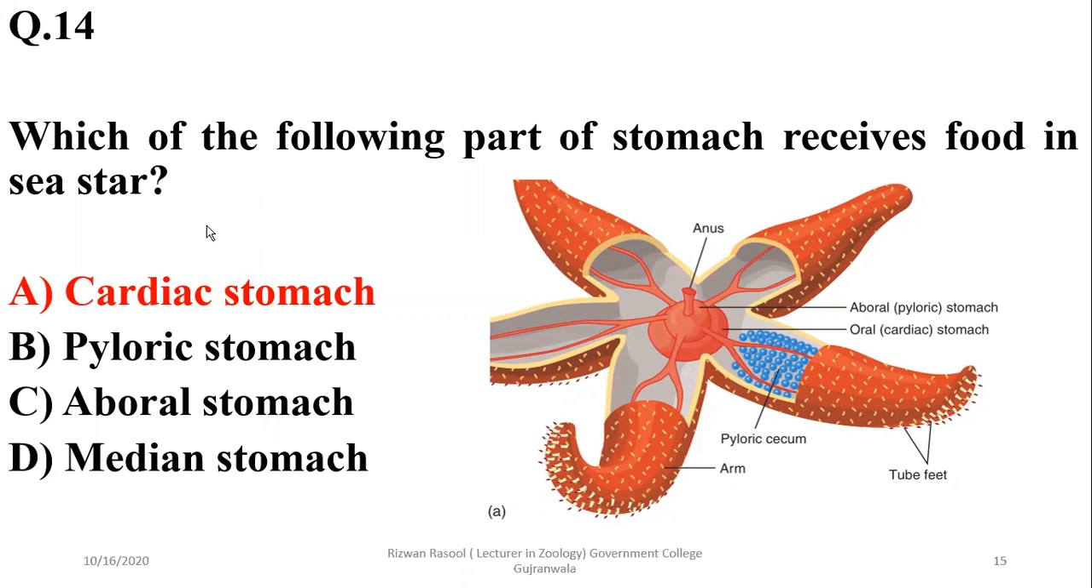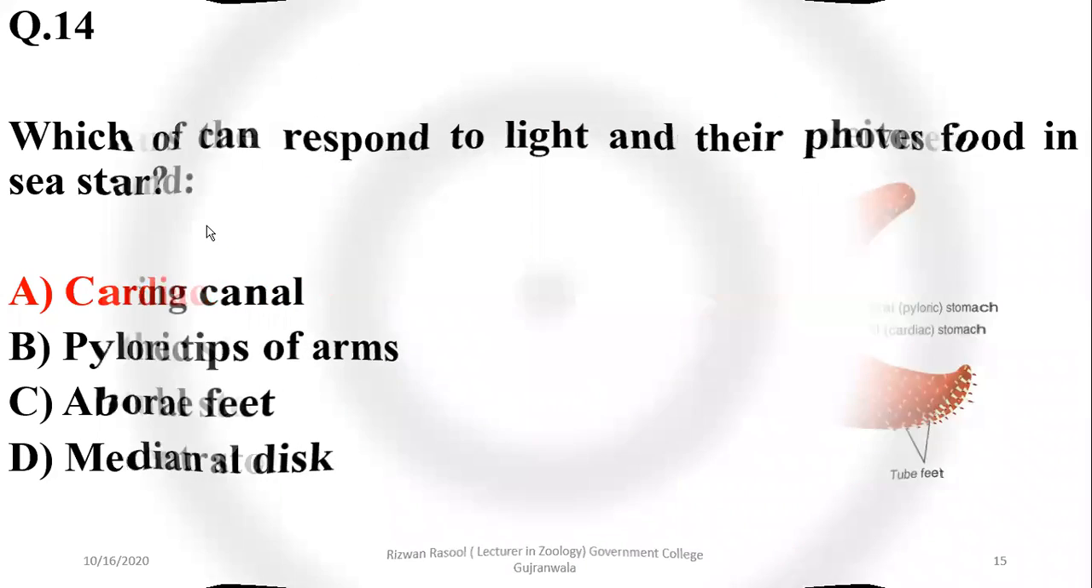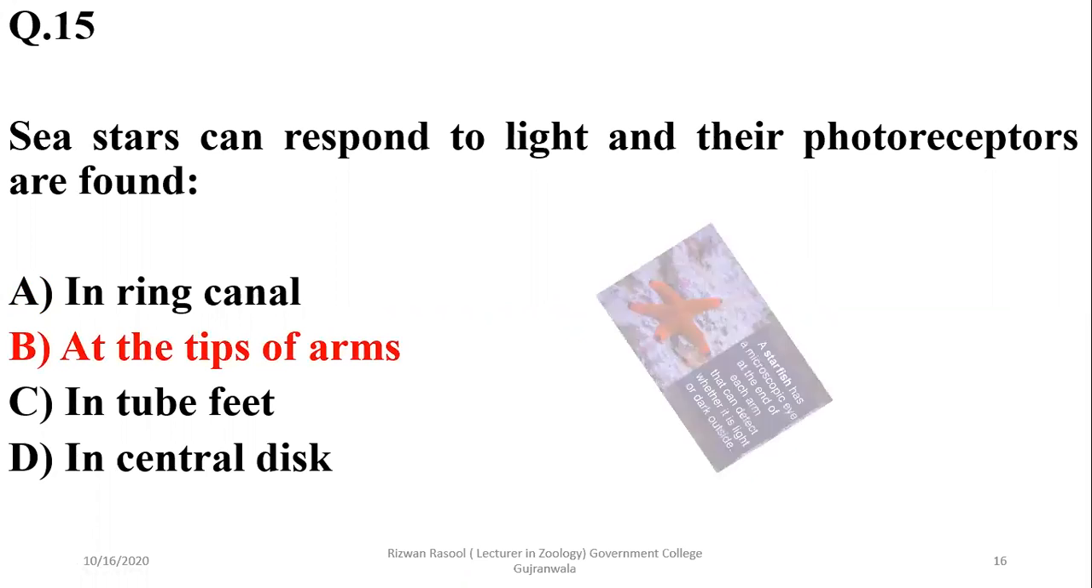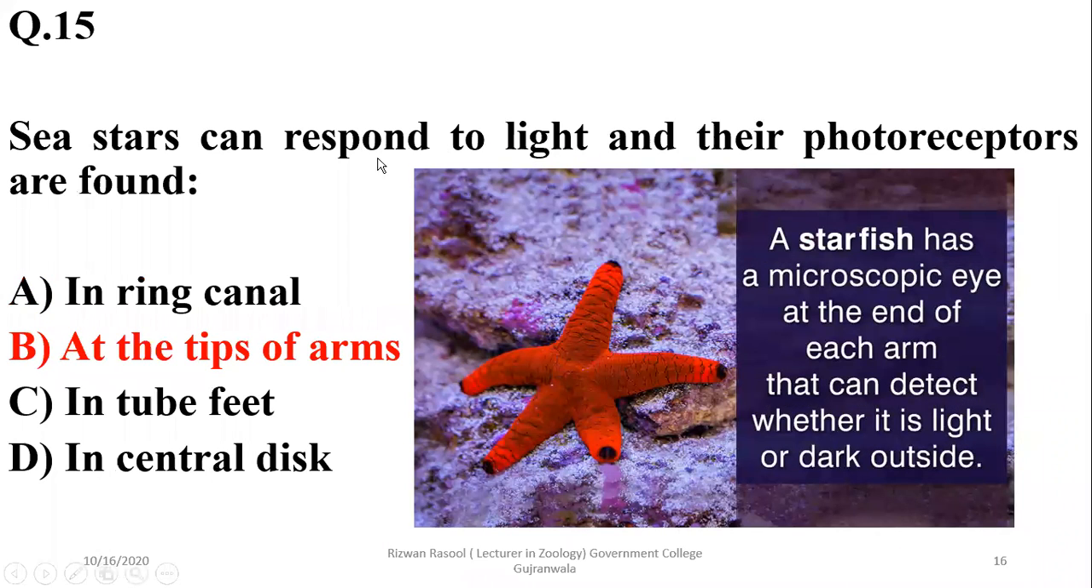Number 15. Sea stars can respond to light, and their photoreceptors are found at the tips of their arms. They're not present in the other body parts, but at the tips of their arms, a starfish has certain structures, certain features which are known as microscopic eyes, or the photoreceptors. And they're not image-forming eyes actually, they are used for the differentiation of light and darkness only.